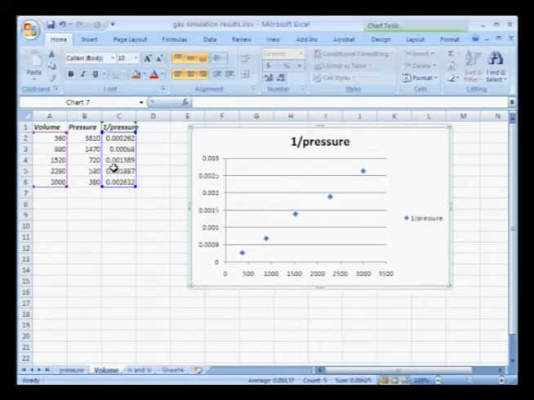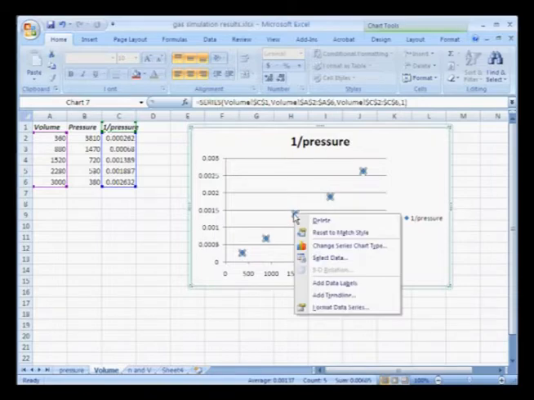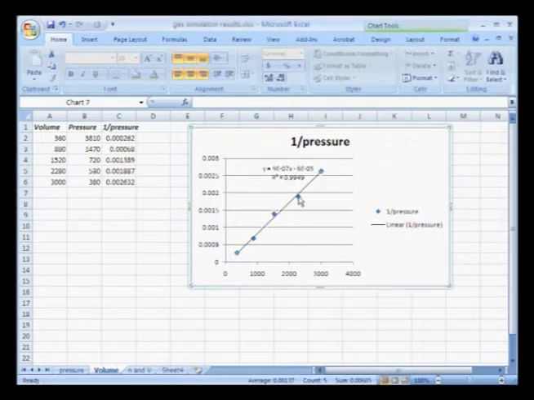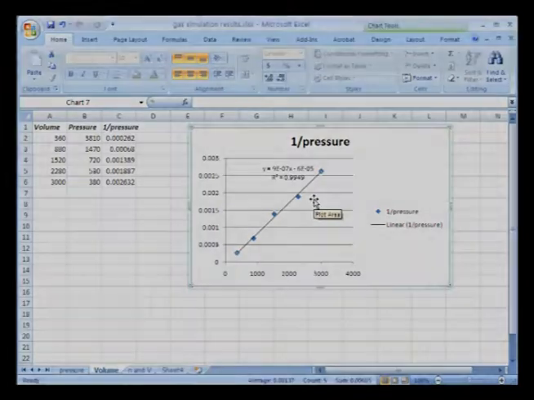Voila, it's linear. Let's put in a trend line just to make sure. Do a linear model, display the equation and the R squared value on the chart, and sure enough, it is linear. In short, pressure varies with the inverse of the volume.